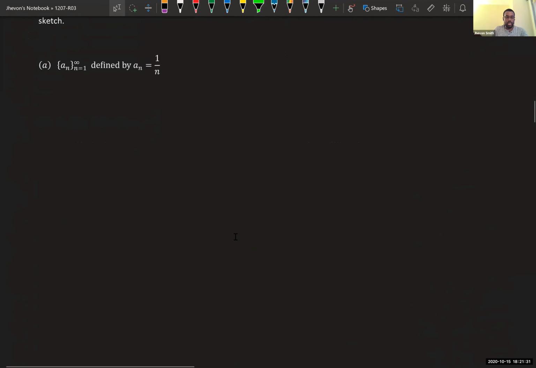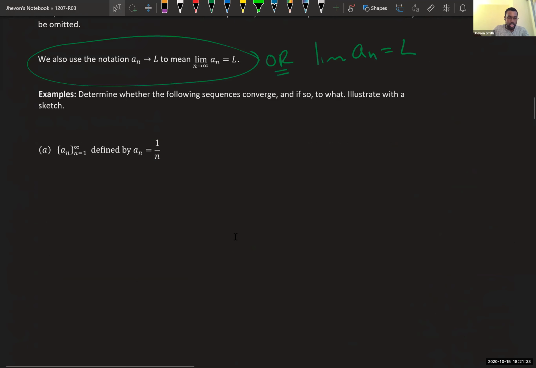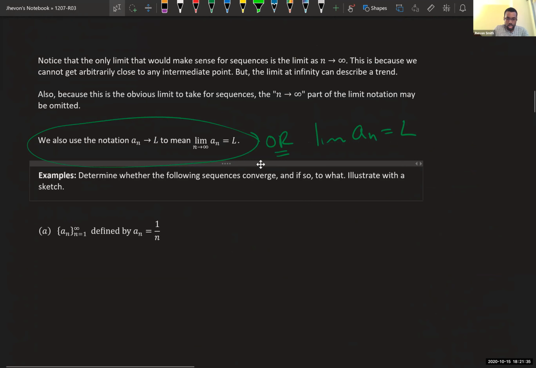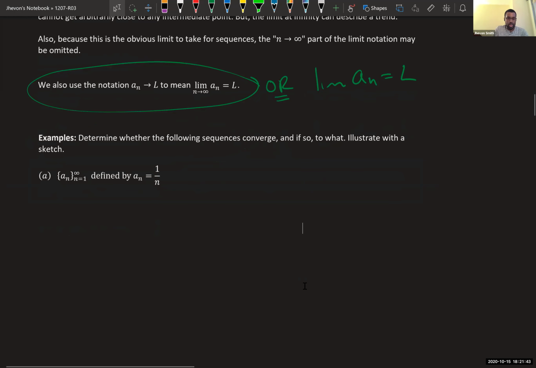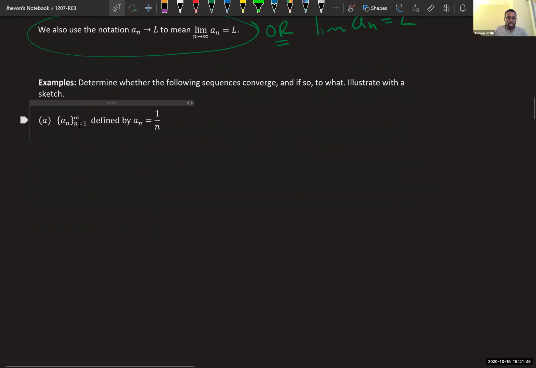So let's look at this here. Essentially, what I want you to do is to determine whether the following sequences converge. If they converge, tell me to what. If they diverge, just let me know. So here is a sequence. It's an infinite sequence, n goes from 1 to infinity of a_n, and a_n is the formula 1 over n.